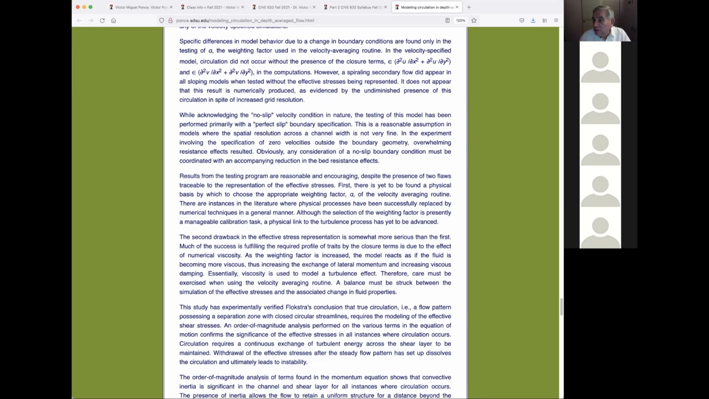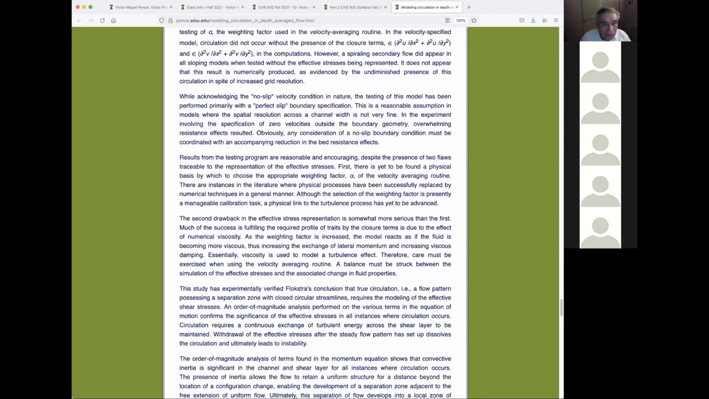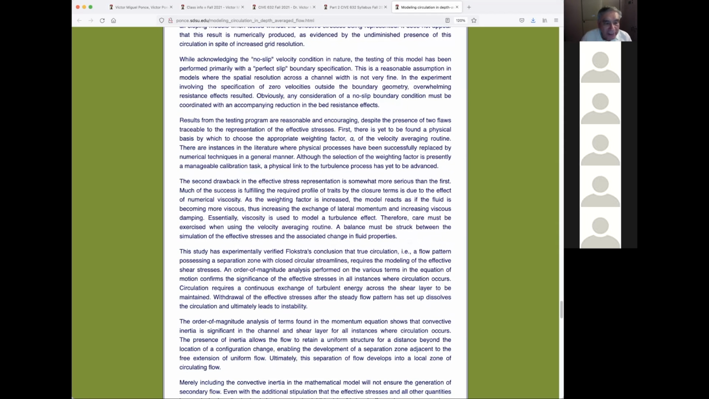The first issue, among the various issues that we raised, was that the circulation was caused by the convective terms. Because if you drop the convective terms, there was no circulation, and that was confirmed. No circulation if you drop the convective terms. Okay, so that was good. That was a first result. However, that result had already been identified by Flockstra in his work. So we just confirmed what Flockstra did. So we're looking for something more to make our effort worthwhile.